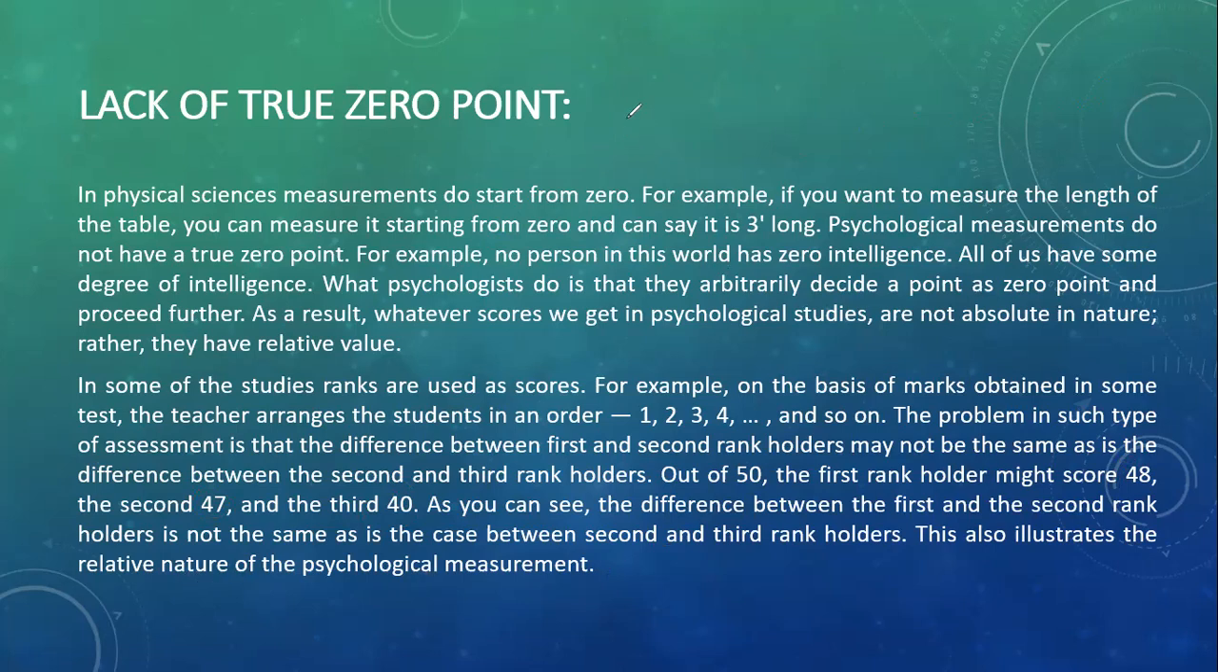For example, in physical sciences, you can see 0, 1, 2, 3, 4, 5. There is a consistency maintained with equal measurements. But in psychology, there is no such thing. There can be several differences. And moreover, this is also related to qualitative aspects. You cannot quantify everything. So that is what this lack of a true 0 point is, and I hope you understand.